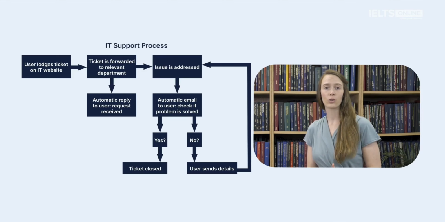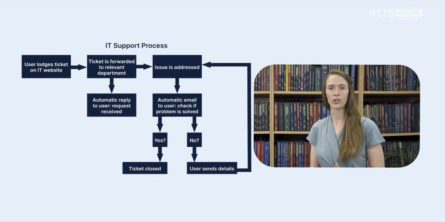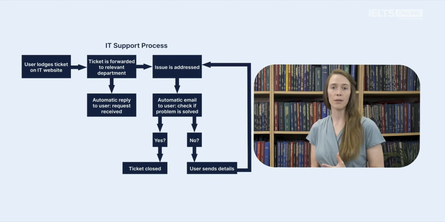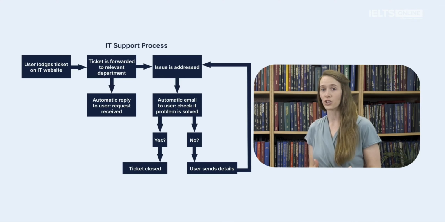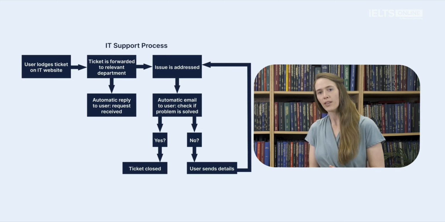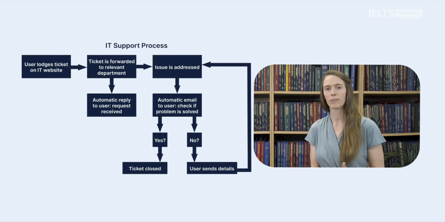A process could also be shown as a flowchart. A flowchart shows a sequence of steps. It uses different shapes, commonly boxes, to represent steps or actions in a process. The relationship between the shapes is shown by connecting lines or arrows.